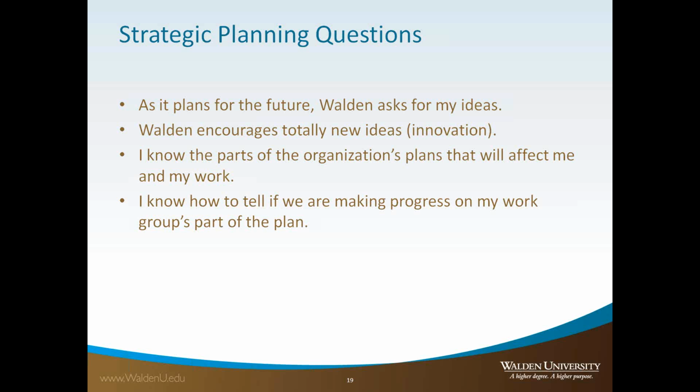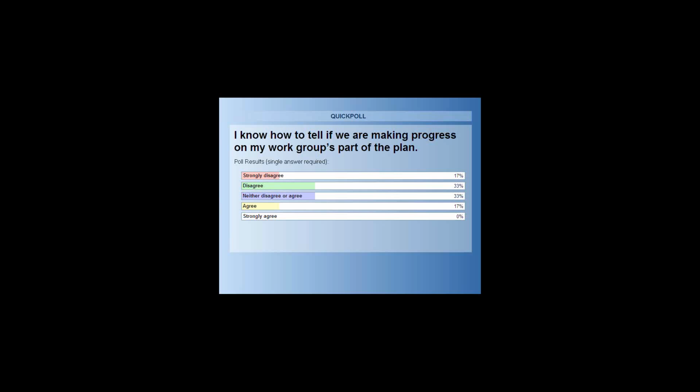And then the last question in strategic planning is, I know how to tell if we're making progress on my work group's part of the plan. We'll have you vote on that one. And can we see the results? And again, a number of people here saying, no, I really can't tell whether I'm making progress in my work group's part of the plan.